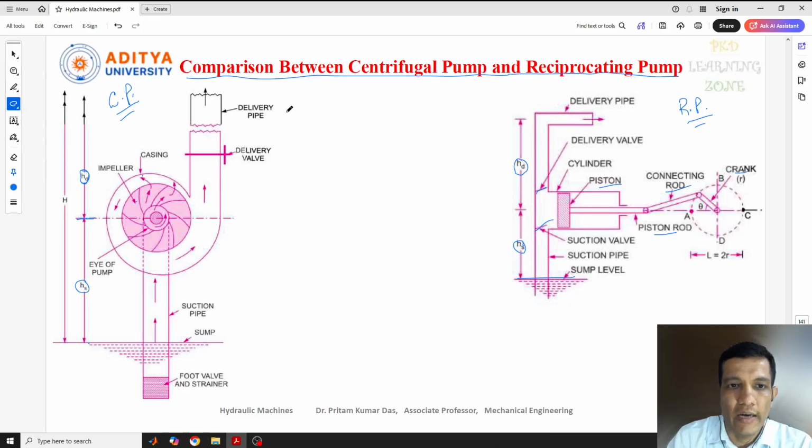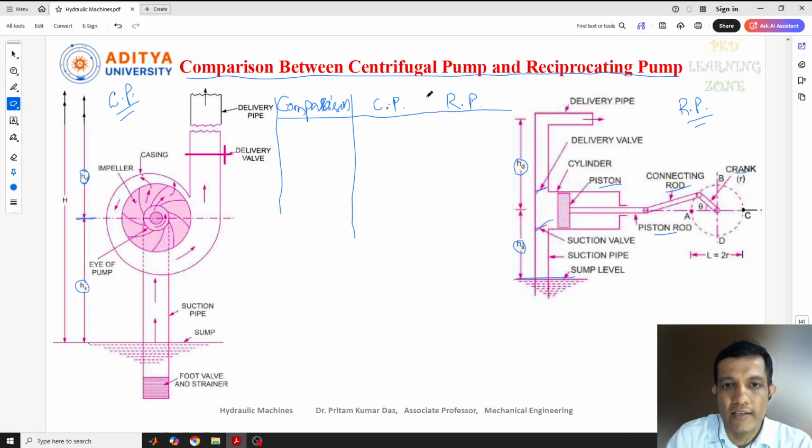Now we'll see the comparison with respect to all aspects. I'll make a tabular form like this, with the first column for the centrifugal pump and the second for the reciprocating pump. We can draw a line, and this will be point basis, and here I'll mention which is having required, high or low, or something like that. So let's draw a tabular form like this.